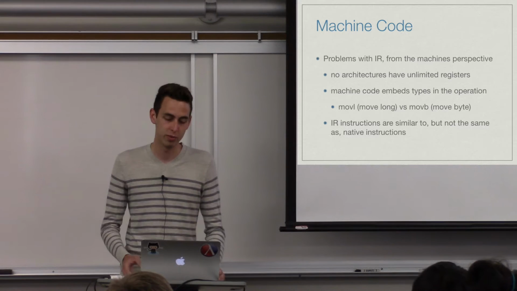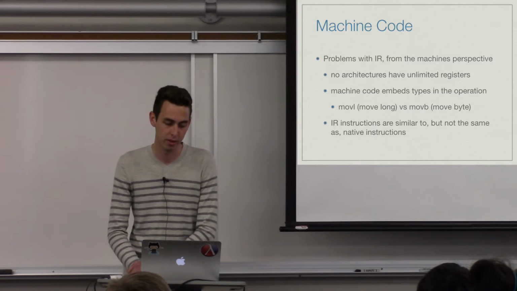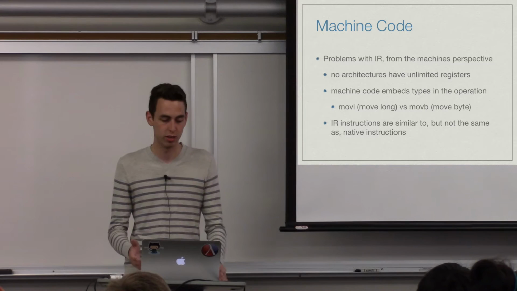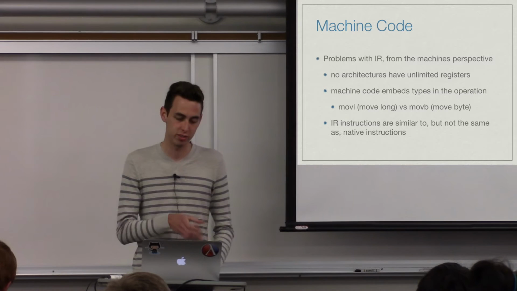But ultimately you do have to run machine code, because nothing really understands LLVM IR. Some of the problems with that are that no architectures have unlimited registers, and machine code also embeds types in the operations. Machine code embeds the types into the names of the operations instead of having them as an extra argument. So you have, like, move L versus move B, and there are tons of instructions for everything.